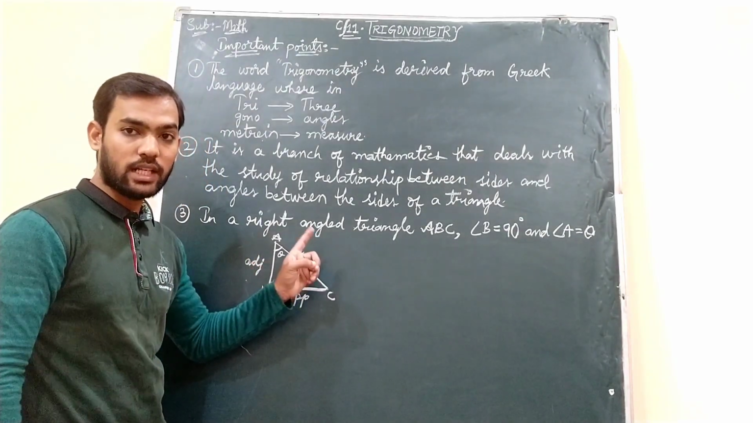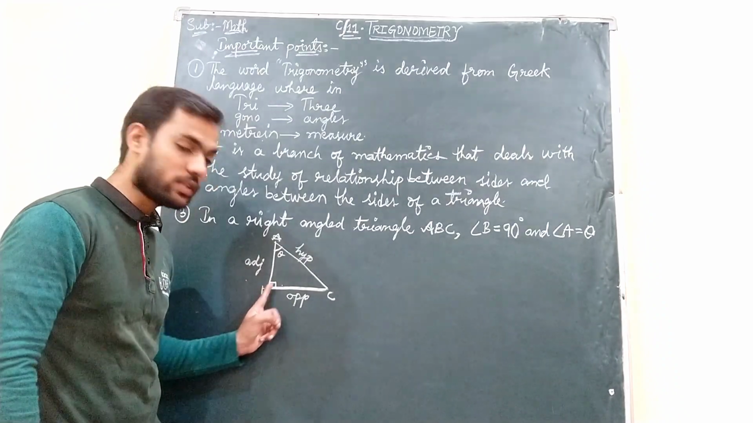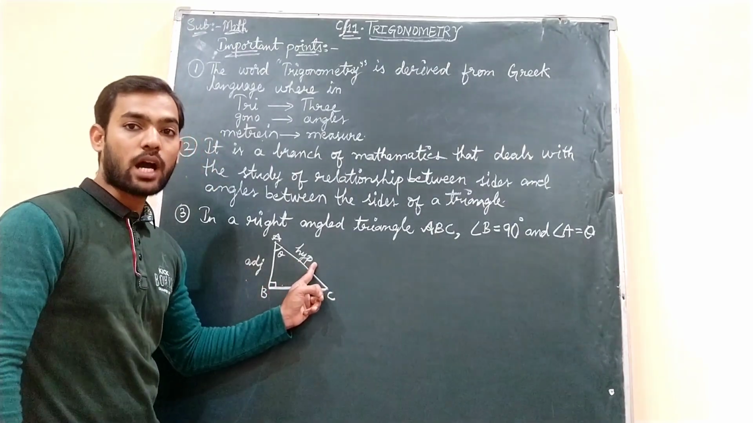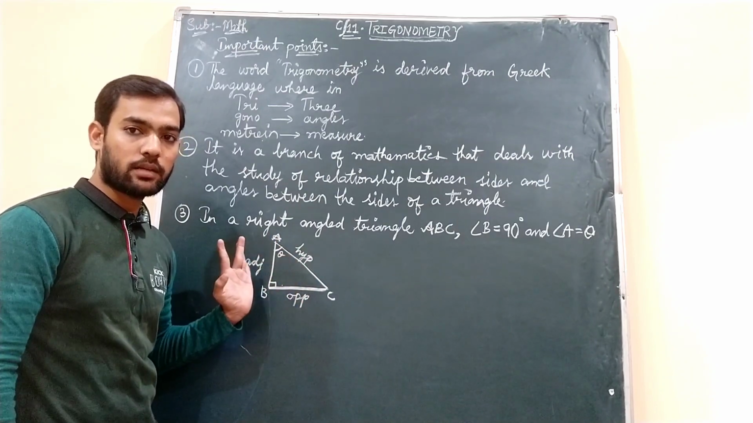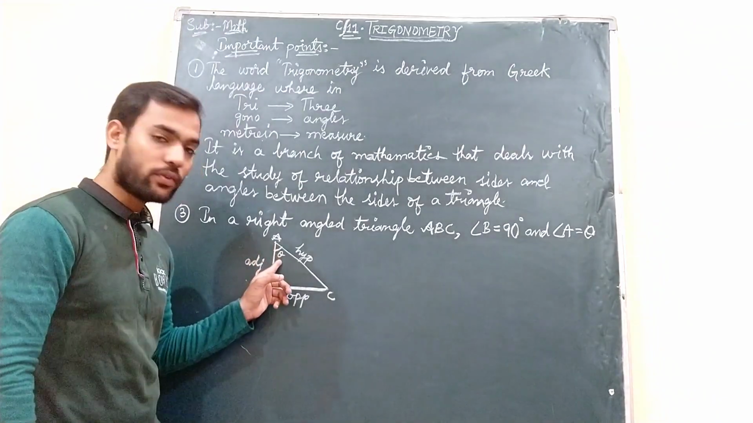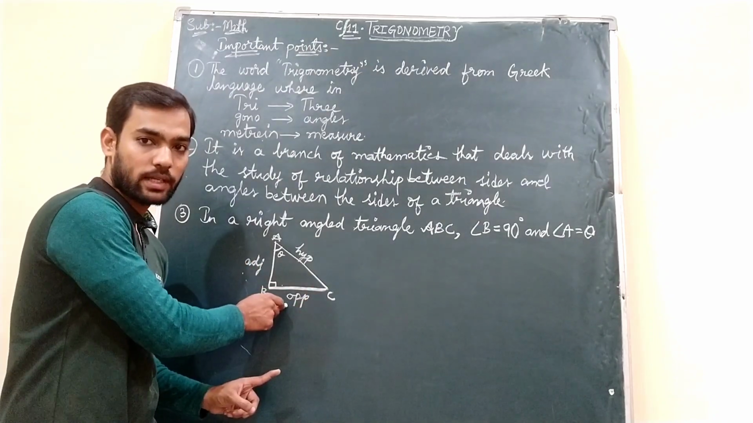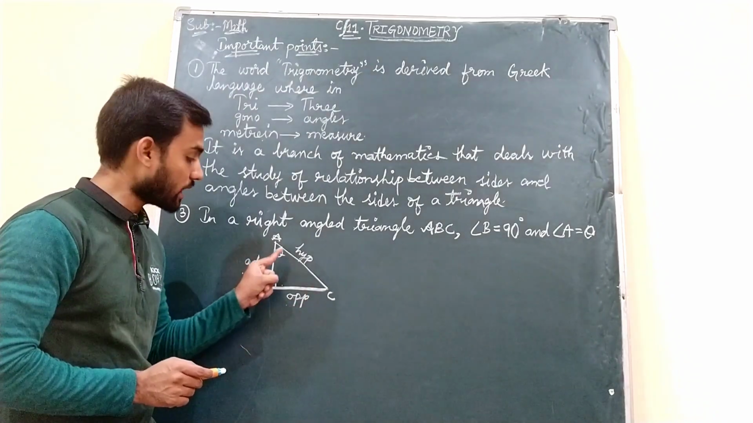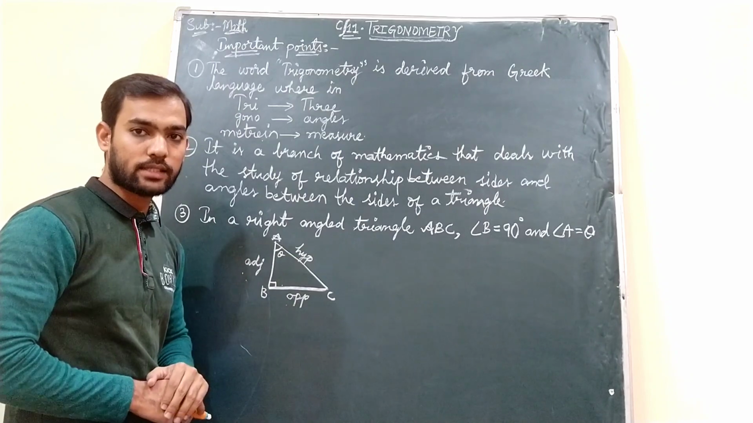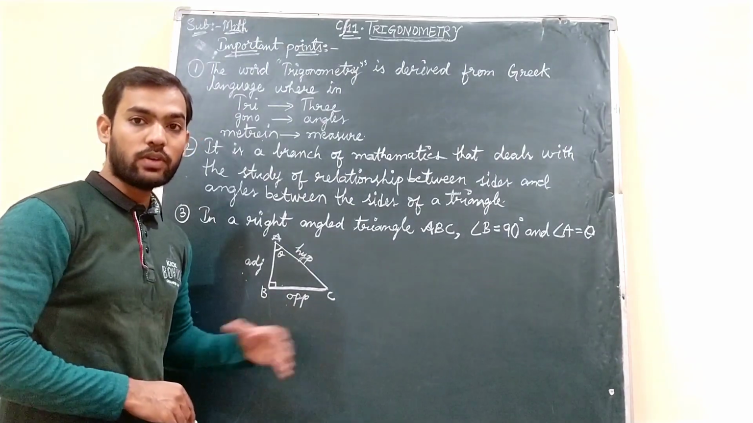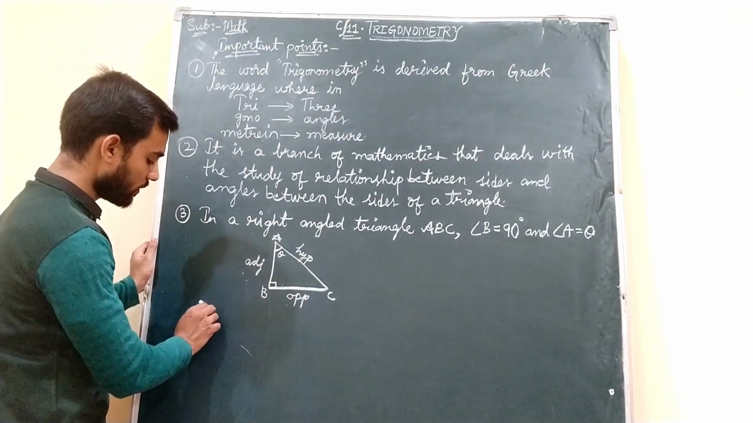These are the three sides of the triangle. The hypotenuse is very easy to decide. It is the longest side of the triangle, as well as the side opposite to the 90 degree angle. The opposite side is the side opposite to theta, and the remaining third side will be adjacent. Suppose instead of theta at A, I take theta at C, then this side will become the opposite side and this side will become the adjacent side. But in this case we have theta at A, so this is the opposite side, this is the adjacent side, and this is the hypotenuse as it is opposite to the 90 degree angle. Now we will come to the trigonometric ratios. There are 6 trigonometric ratios we have.